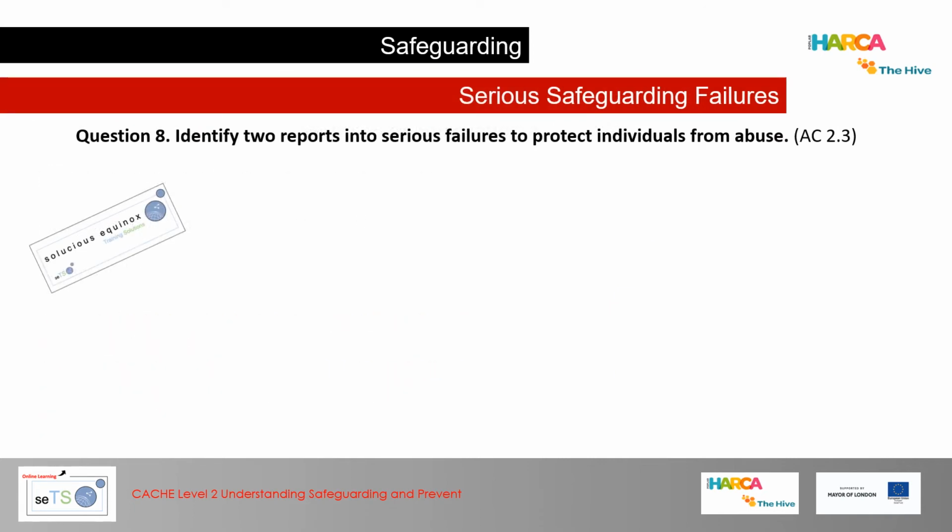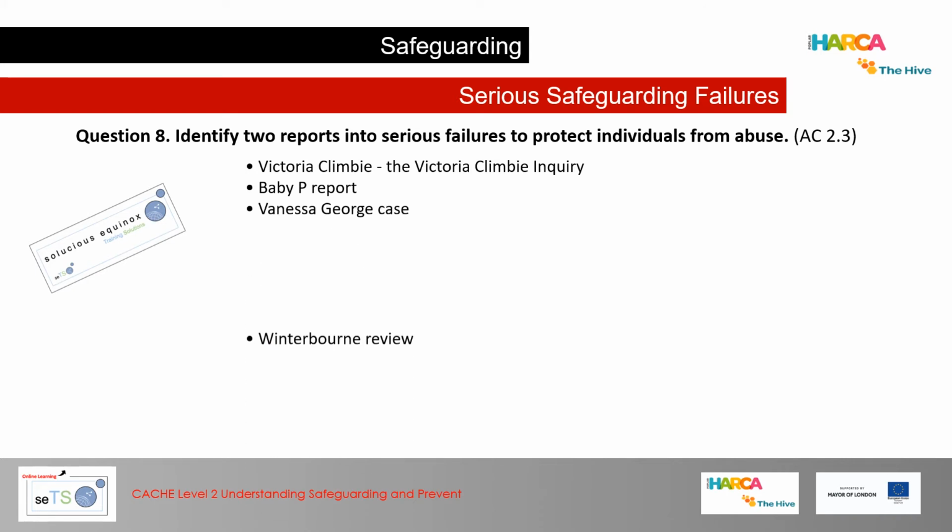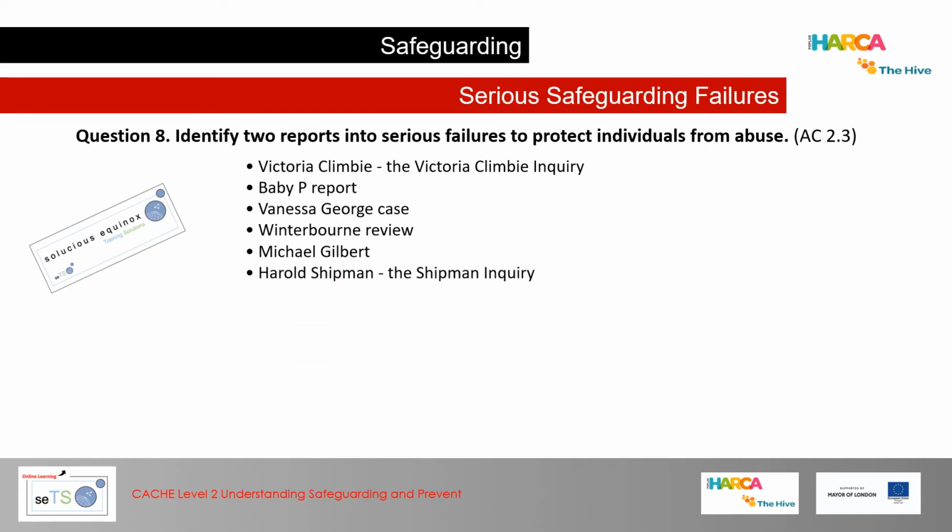Question 8 is asking you to identify 2 reports into serious failures to protect individuals from abuse. So there's the Victoria Climbié inquiry, the Baby P reports, Vanessa George case, Winterbourne review, Michael Gilbert, Harold Shipman and the Shipman inquiry.